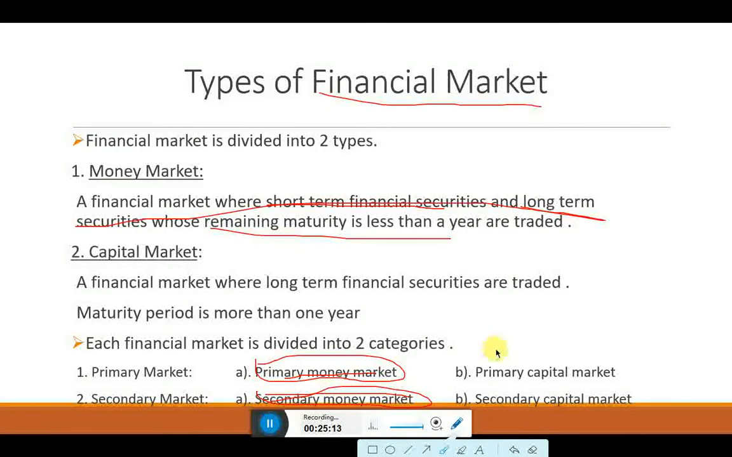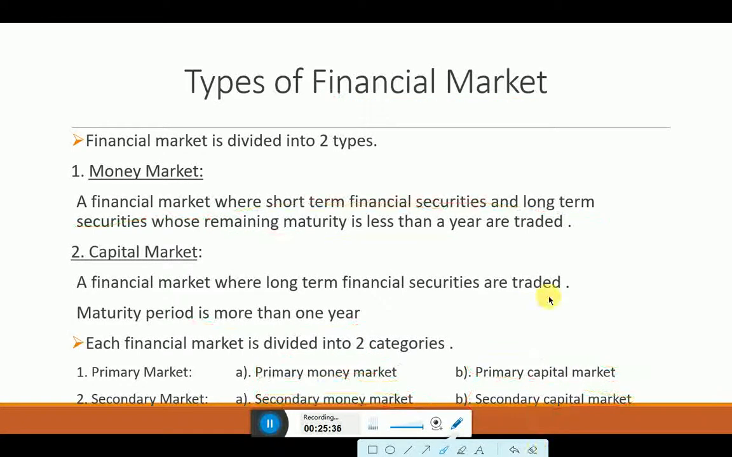Right, now we have the capital market. Capital market is for those financial securities which are long-term. Long-term means which are for more than 1 year. When they are issued for the first time, that market is called primary capital market. When they are traded for the second time and third time, that is called secondary capital market. I hope it's clear to everyone, inshallah. Okay, let's go ahead.